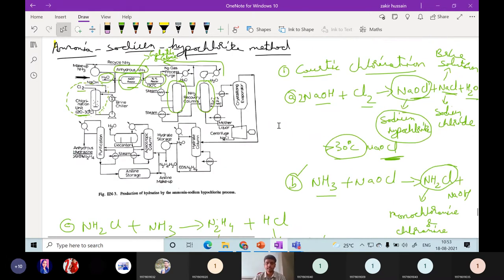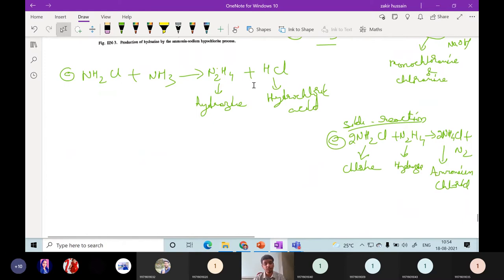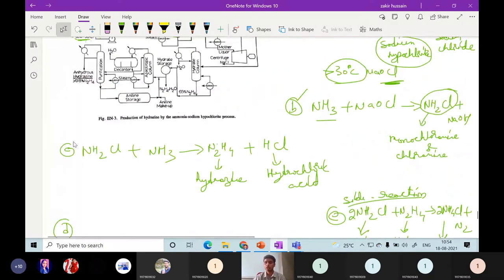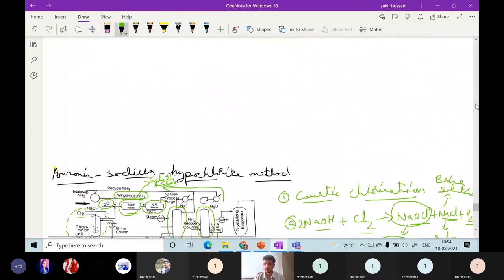After suppressing that reaction, NH3 will be stripped out in an NH3 recovery column, and this recycled NH3 will be sent back to the NH3 storage along with the makeup. Once again, it will be sent as a reactant to the NaOCl reactor as well as the hydrazine reactor. Then whatever products are formed will be sent to the crystallizer evaporator. In this crystallization evaporator, a neutralization reaction will take place. Reaction D is the neutralization reaction. So here a base is formed.